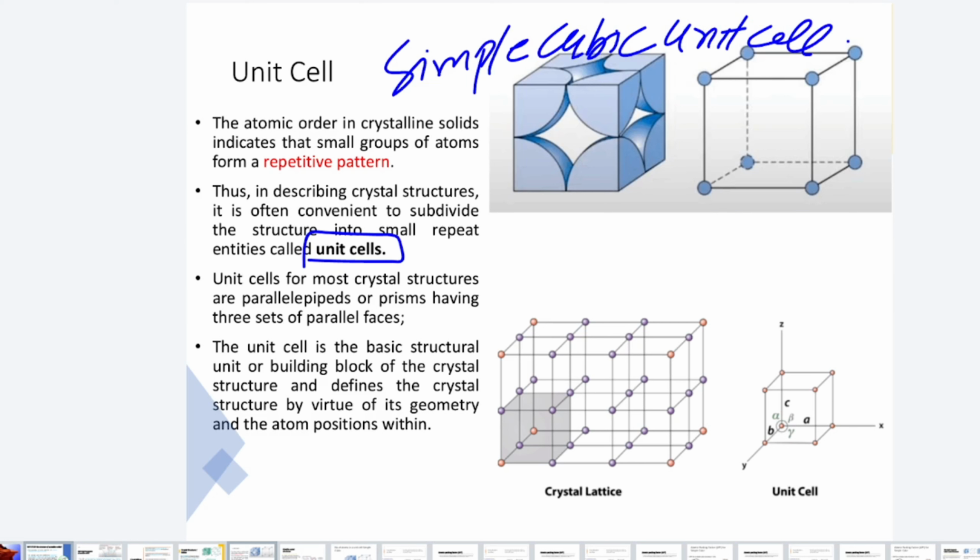And we have others also, we will discuss them. Now here, look, this is the structure in 3D. You see, this is the structure of the material. In this whole structure, what is happening? There is a small group of atoms that is repeating again and again.